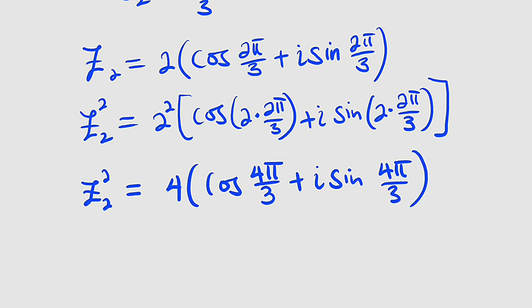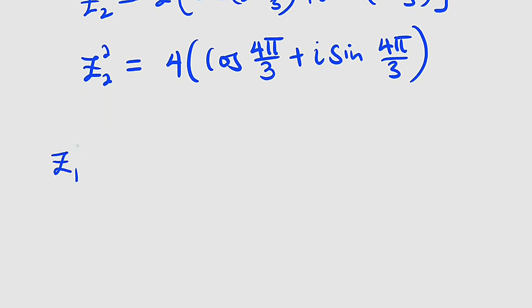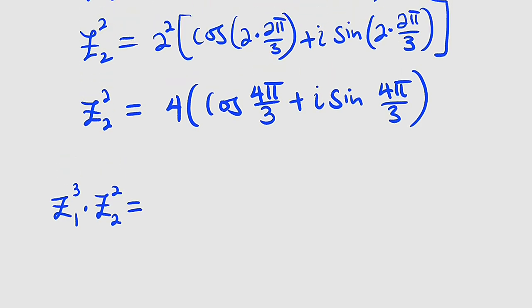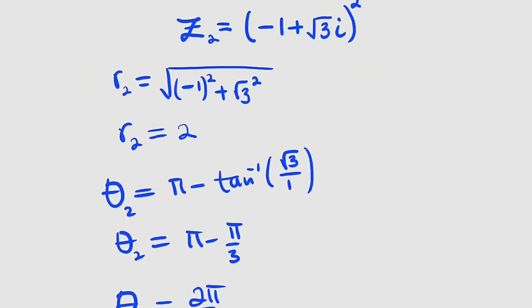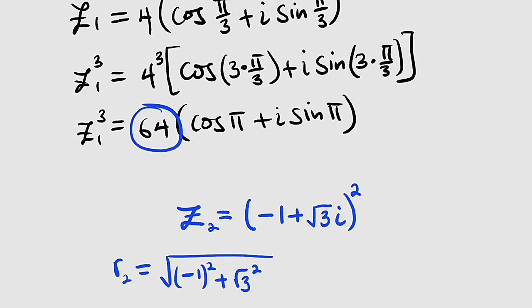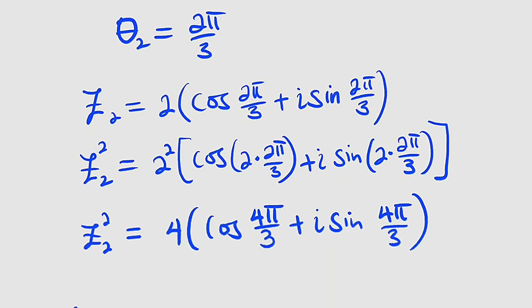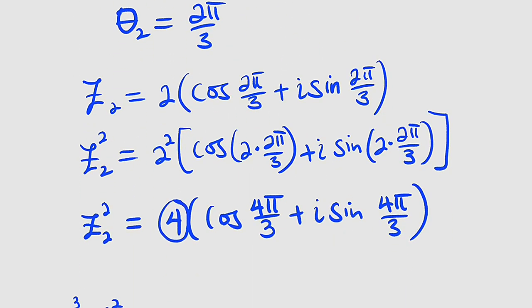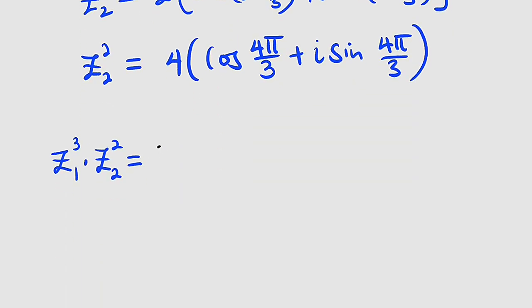So we are almost done. What do we need to do next? We need to multiply Z1 to the power of 3 by Z2 to the power of 2. So Z1 to the power of 3 multiplied by Z2 to the power of 2. This is equal to R1 to the power of n multiplied by R2 to the power of m, right? And these are just the result. We have 64 for this one, which is our R1 to the power of 3. And we have 4 here as our R2 to the power of m. So we have 64 multiplied by 4.